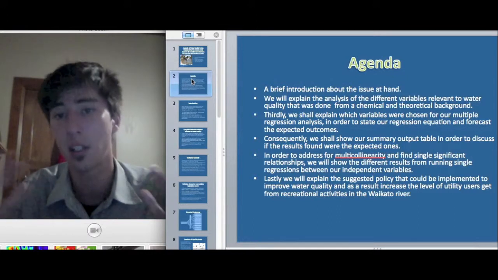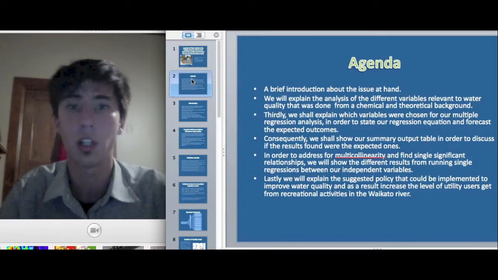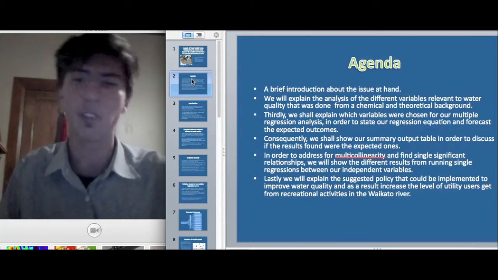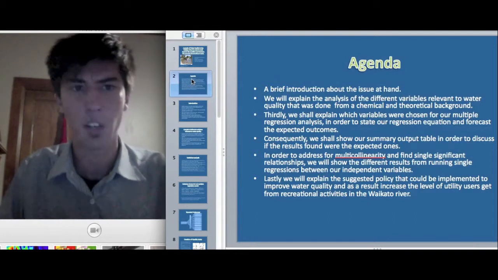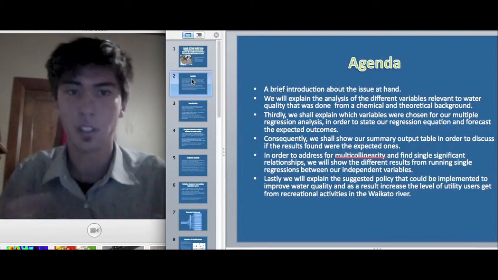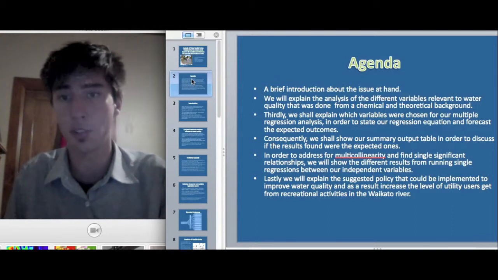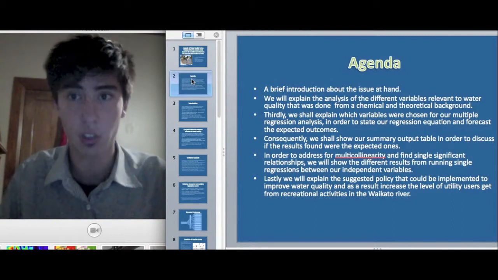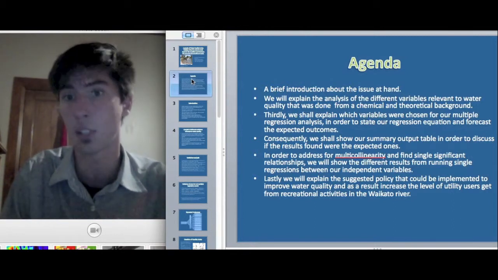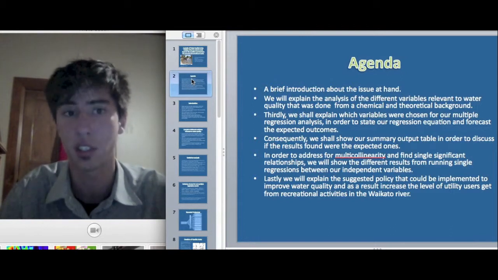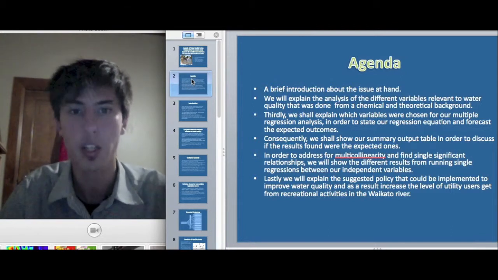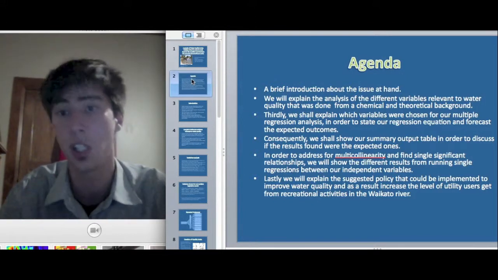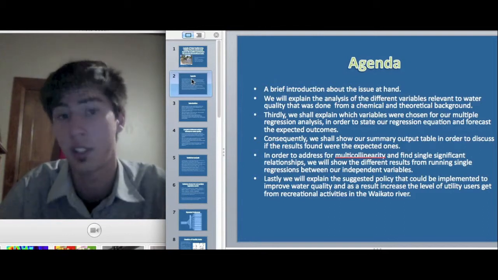First of all, I'll give a brief introduction on the topic at hand. Secondly, we'll give an explanation of the analysis of different variables relevant to the quality of water from a chemical and theoretical background. Thirdly, we shall explain which variables were chosen for our multiple regression model so we can state our regression equation as well, and we can explain the expected outcomes from this regression, of course, based on the variables that were chosen. Fourthly, we would present our summary output table in order to discuss the results, see if the findings were significant or not, or if they were the ones that we expected.